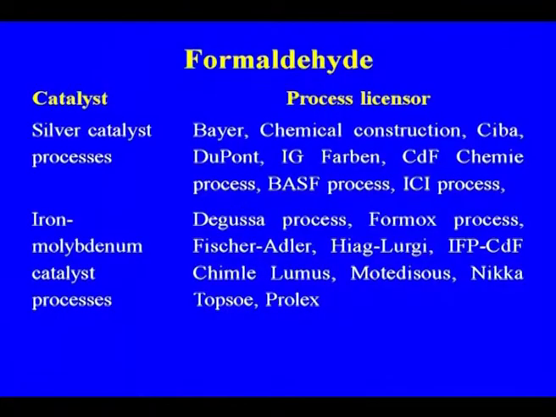So, this is the comparison of the silver catalyst and the iron molybdenum catalyst. These are the various process licenses. Both the catalysts are being used, and these are the process licenses for the silver catalyst and for iron molybdenum: the Degussa process, Formox process, Fischer-Adler process. These are some of the processes where we are using the iron molybdenum catalyst.